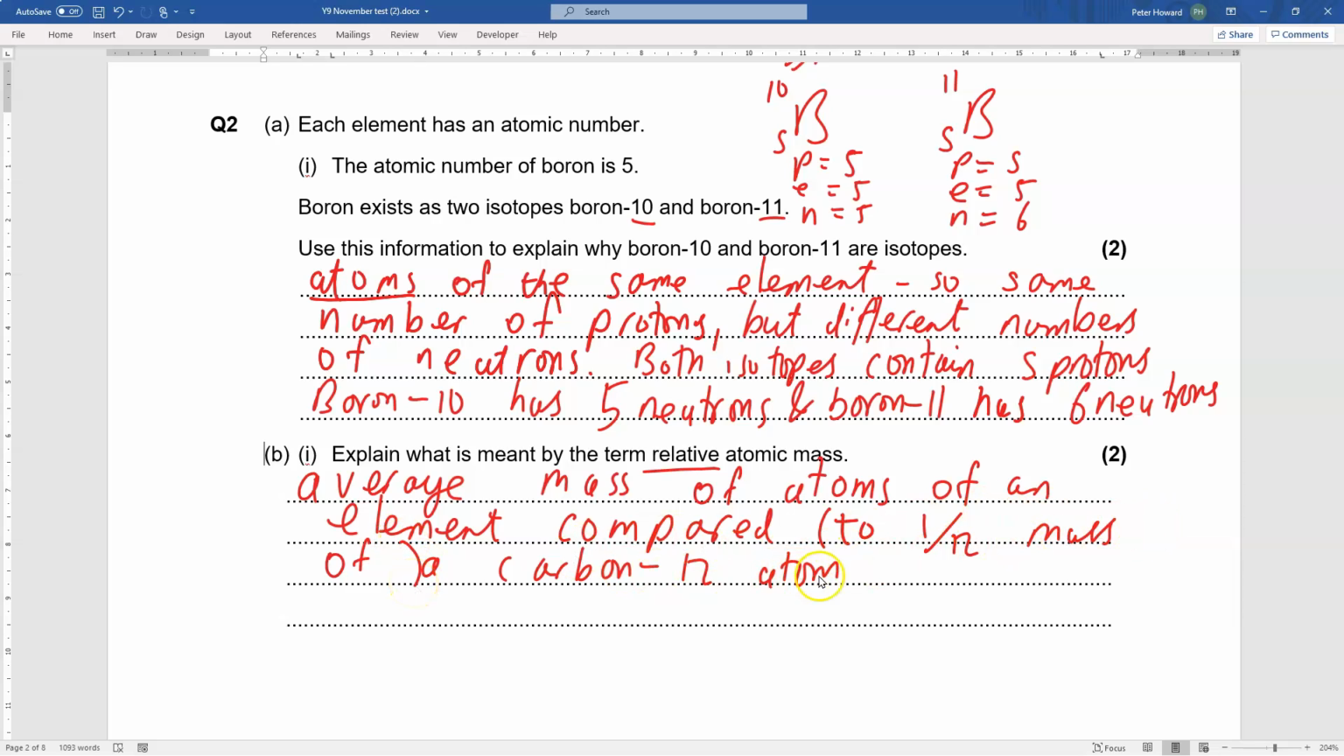Now, basically you don't necessarily need to worry about 1/12 mass of until you, or if you choose to do A level. So compared to a carbon-12 atom, this is because carbon exists as 2 versions. There's carbon-12, which is most of the carbon. There's also carbon-13 and carbon-14, so I had to choose something. And if you imagine that had a mass of 12, if we took a 12th of it, we would get one sort of unit of mass.